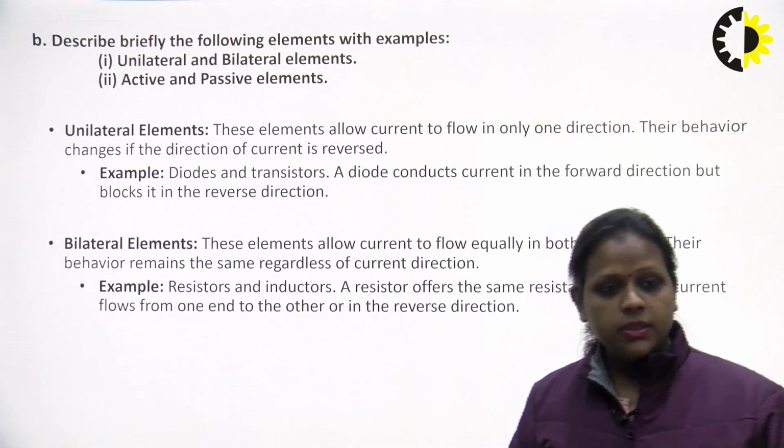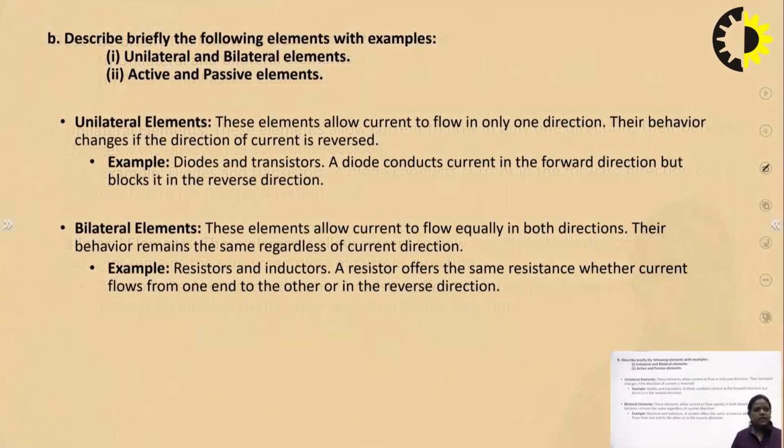Then question number 2 is: describe briefly the following elements with example: unilateral and bilateral element, and the second part is active and passive element. So unilateral elements allow current to flow only in one direction, and their behavior changes if the direction of current is reversed. The example is diode or transistor.